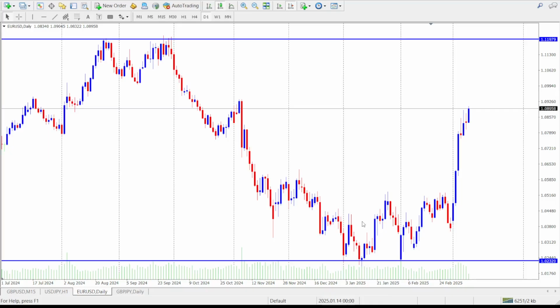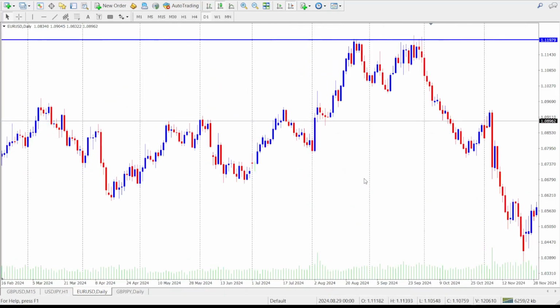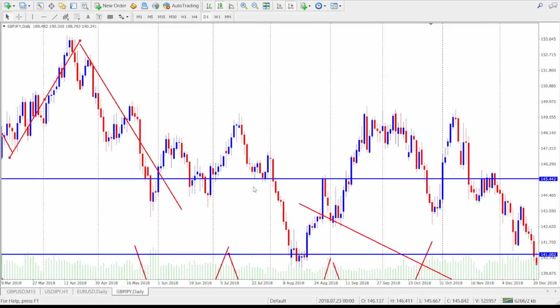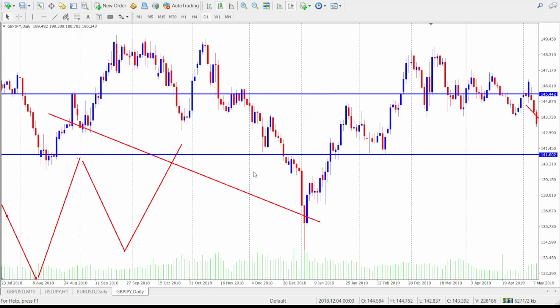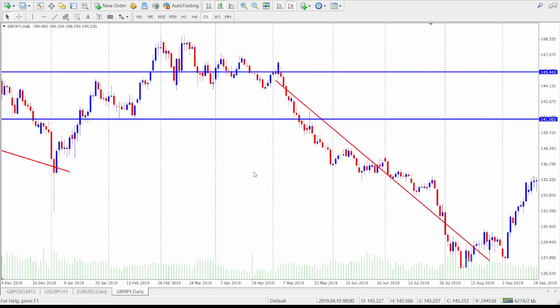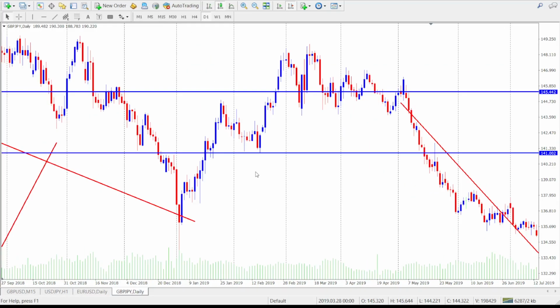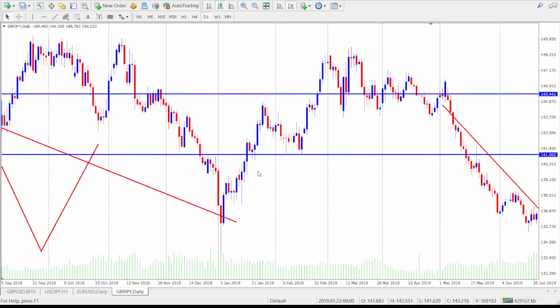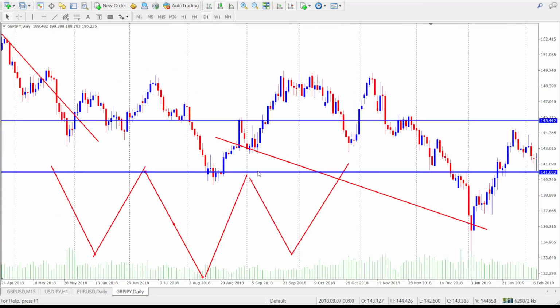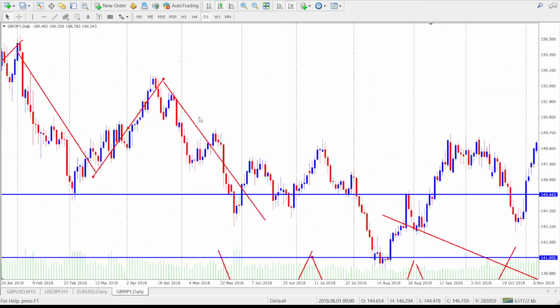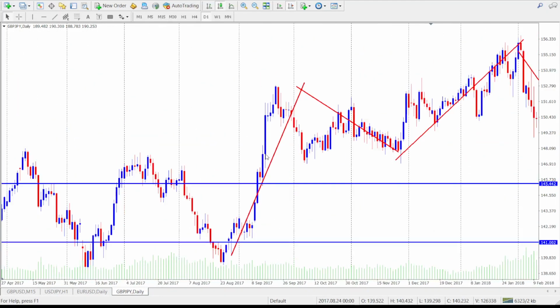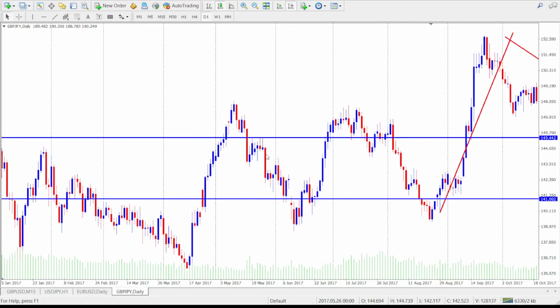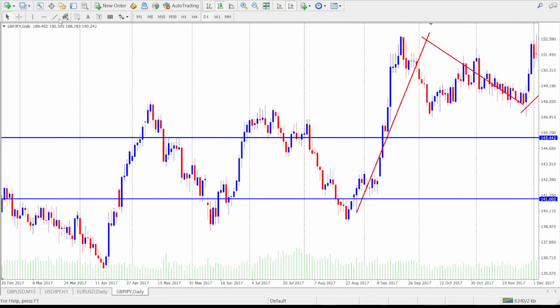Then we have triangles. Triangles show market consolidation before a breakout. We have an ascending triangle, which is bullish. An ascending triangle, let's see if we can find an example. I hope we do. All right. Okay, I think we have something like this.